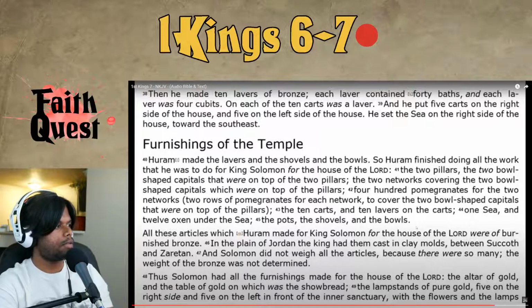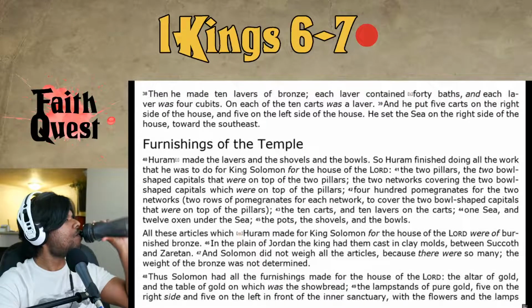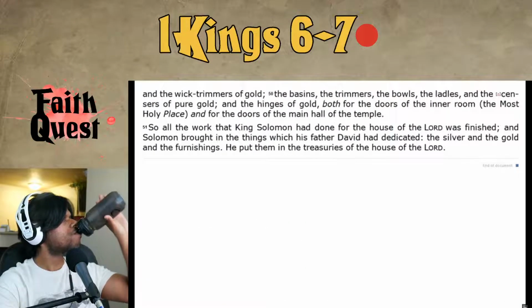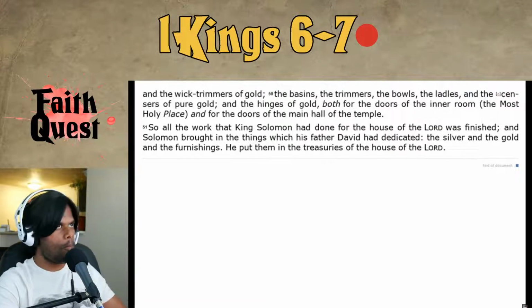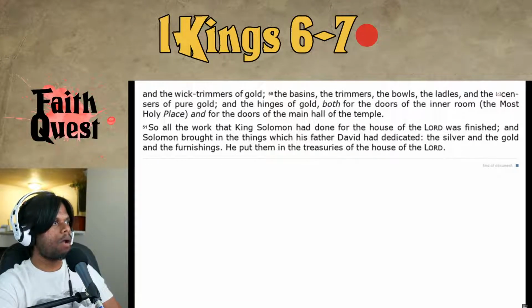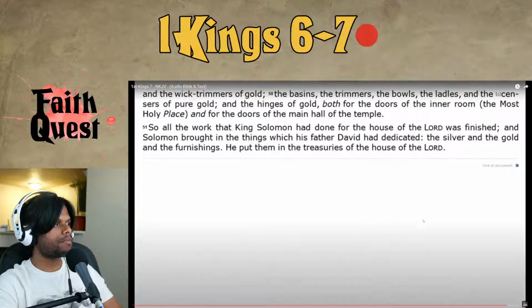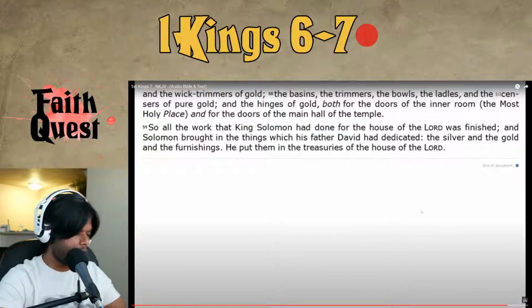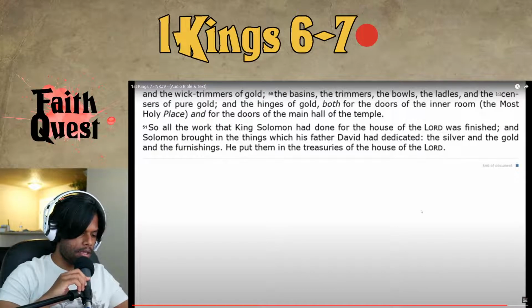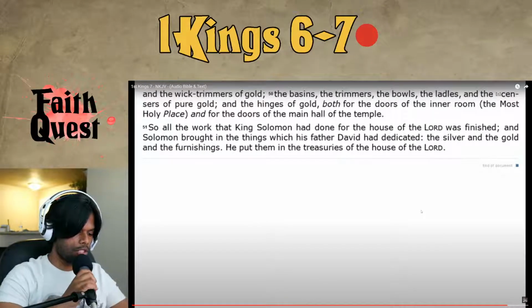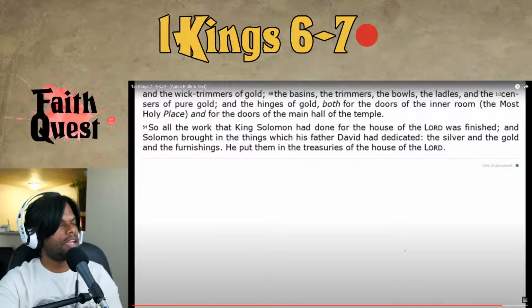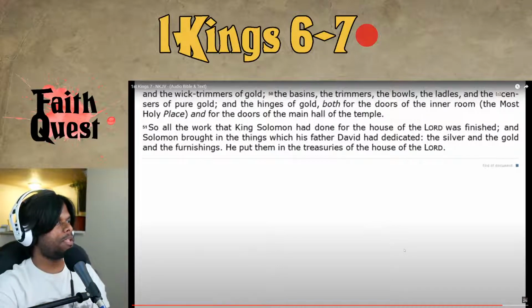Pure gold, 5 on the right side and 5 on the left, in front of the inner sanctuary, with the flowers, the lamps, and the wick trimmers of gold, the basins, the trimmers, the bowls. Maybe they made use of them in the temple? I doubt it, because they replaced the laver of washings with the sea. So maybe they couldn't have just thrown it out. I don't know. Yeah, I don't know what they did. Maybe kept it in storage and safety.